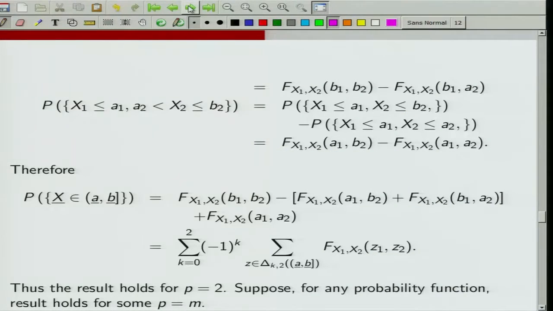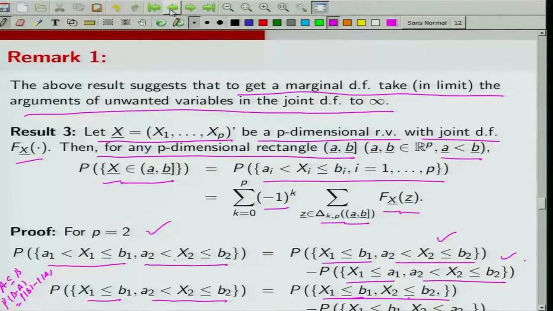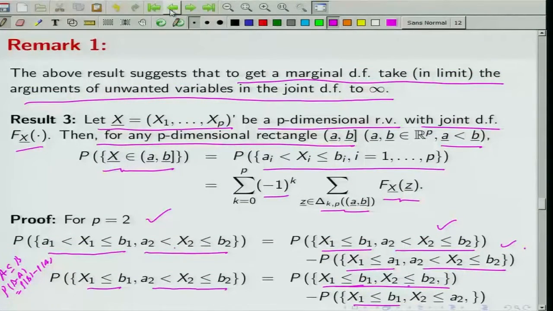So, that is same as F_{X1,X2}(b1, b2) minus F_{X1,X2}(b1, a2). So, just see this is same as probability X1 less than or equal to b1, X2 less than or equal to b2, which is F_{X1,X2}(b1, b2) minus F_{X1,X2}(b1, a2). That is what I have written over here.